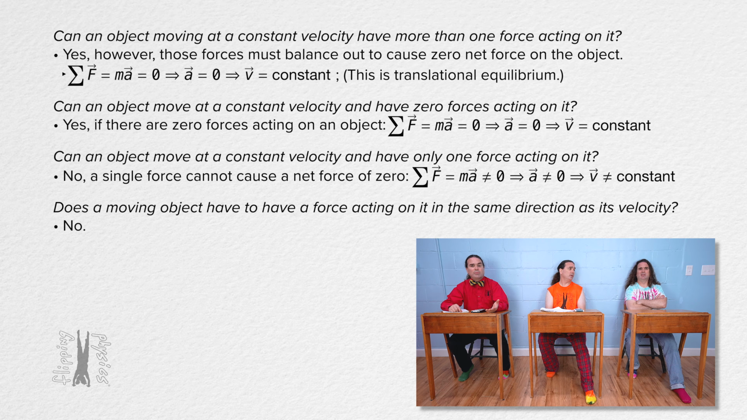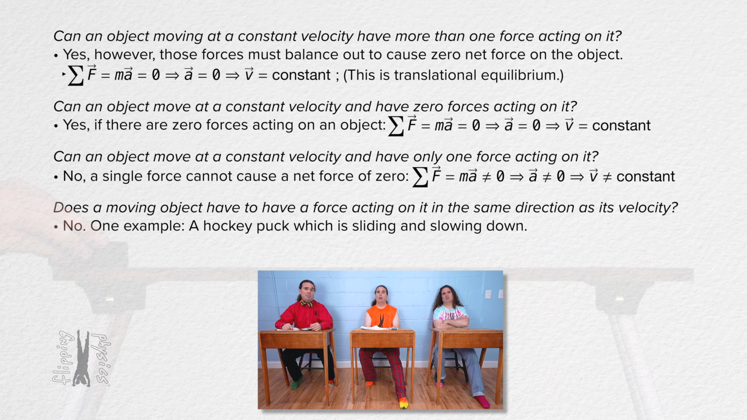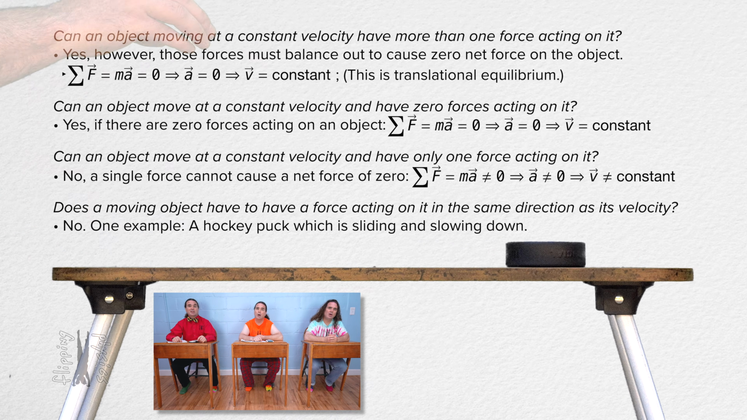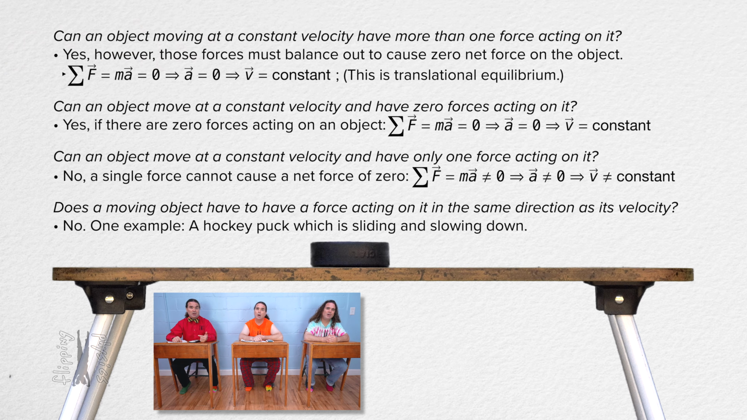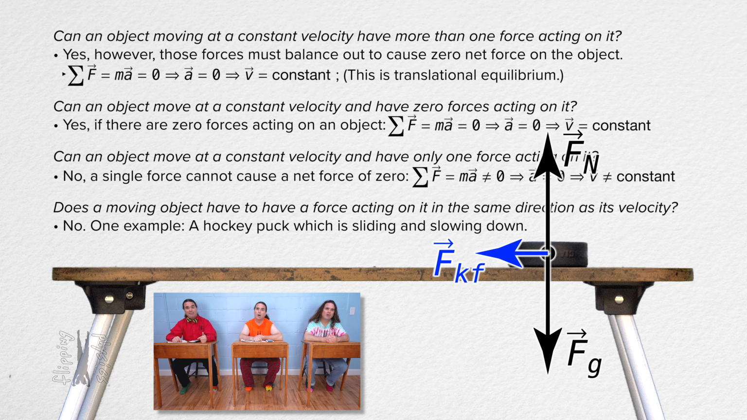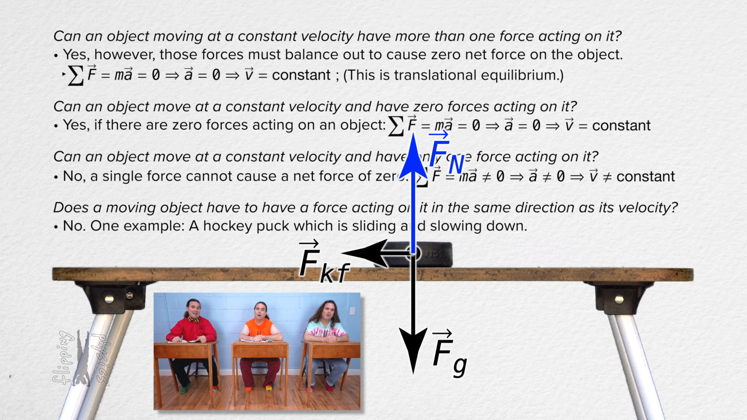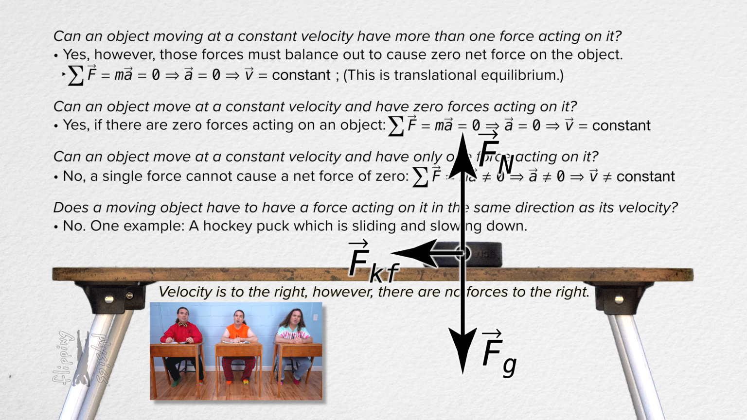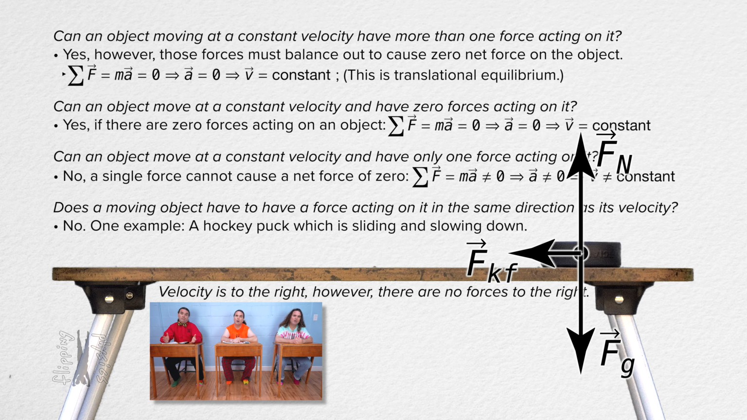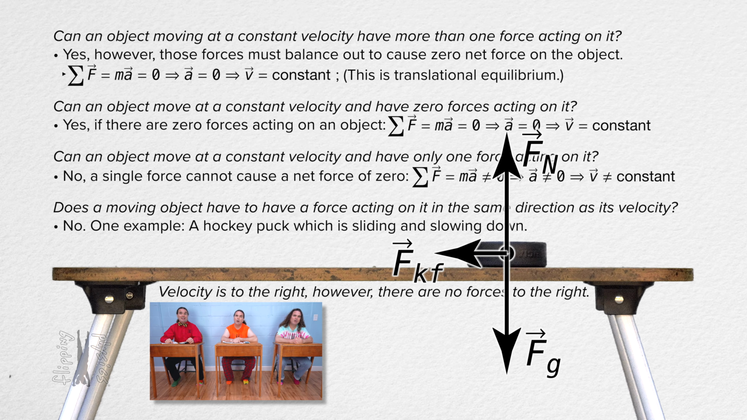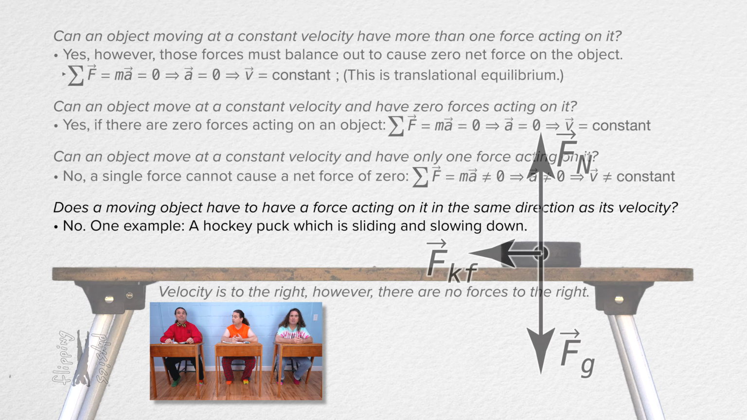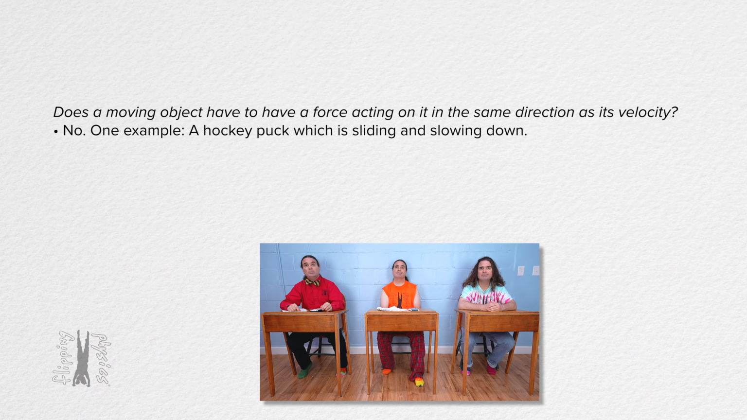No, right? For example, a hockey puck sliding to the right and slowing down has a velocity to the right, and the forces acting on the hockey puck are a force of kinetic friction to the left, an upward force normal, and a downward force of gravity. None of those forces are in the same direction as the direction of the velocity of the hockey puck, so no. A moving object does not have to have a force acting on it in the same direction as its velocity.